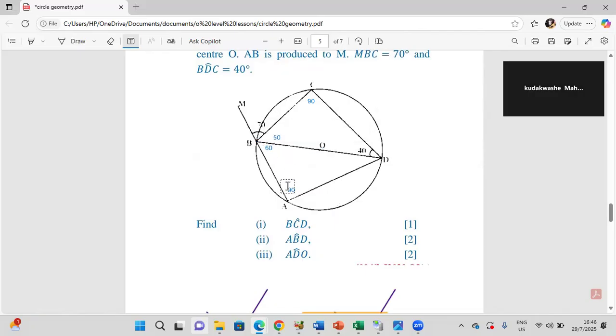Then 60 plus 90, this is a triangle BAD. 60 plus 90, that's 150. So to make it 180, we are left with 30. So we're done. BCD, that's 90. ABD, that's 60. Then ADO, that's 30.